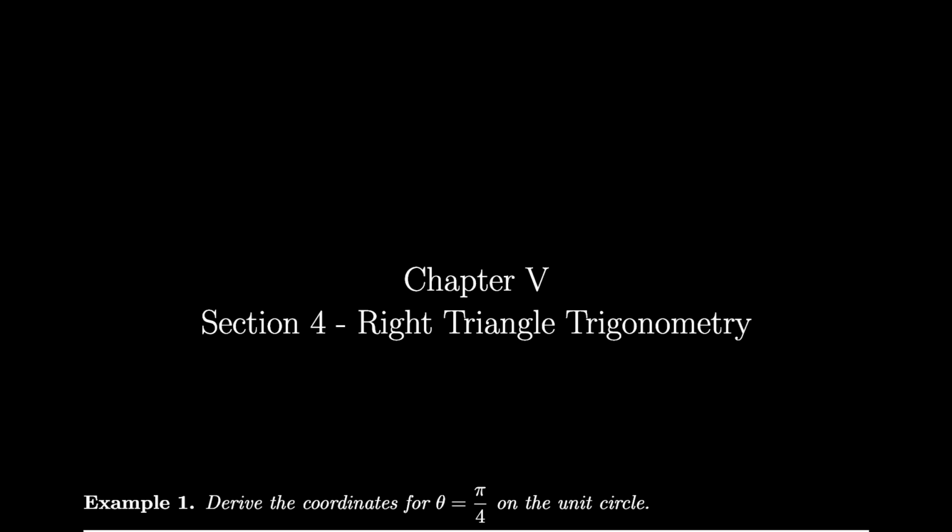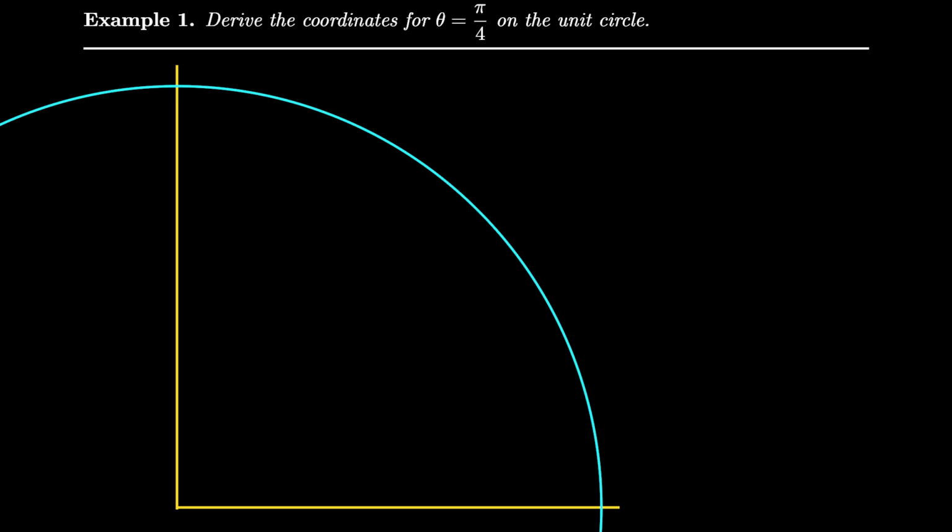Alright, let's talk about 5.4, right triangle trigonometry. So let's do some right triangle trig here. Let's derive the coordinates for theta equals pi over 4 on the unit circle. And of course, what I mean by that is, let's extend ourselves a line.